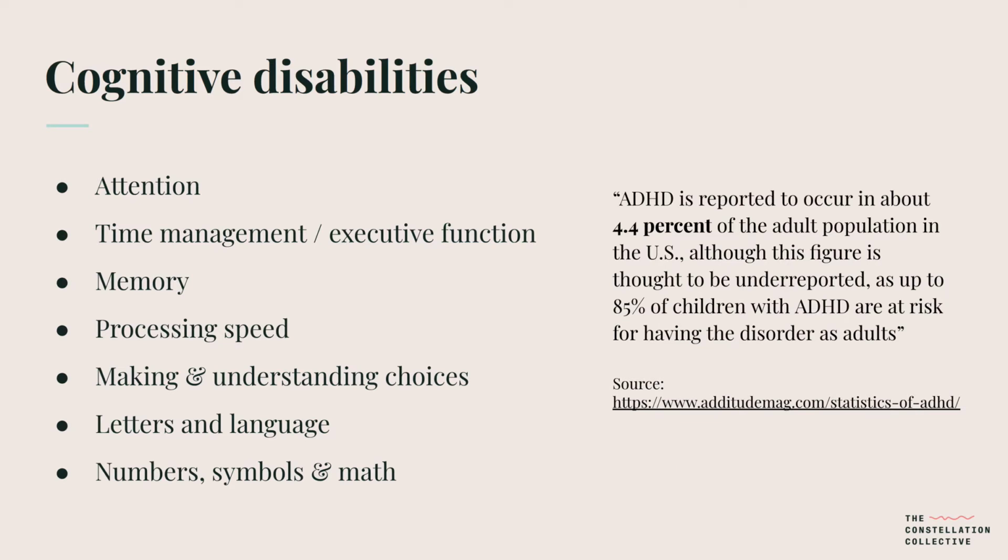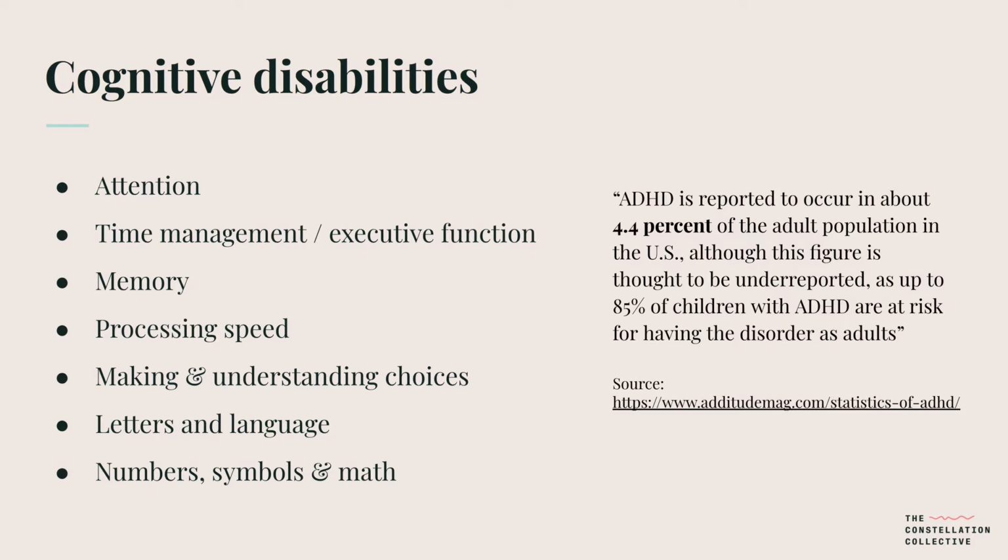The next category are cognitive disabilities. They may not come to mind as readily, but they're a really important component of digital accessibility. Cognitive disabilities include those that affect attention, time management or executive function, memory, processing speed, and making and understanding choices. Disabilities that affect the perception of letters and language, like dyslexia, or numbers, symbols, and math, like dyscalculia, are also part of this group.